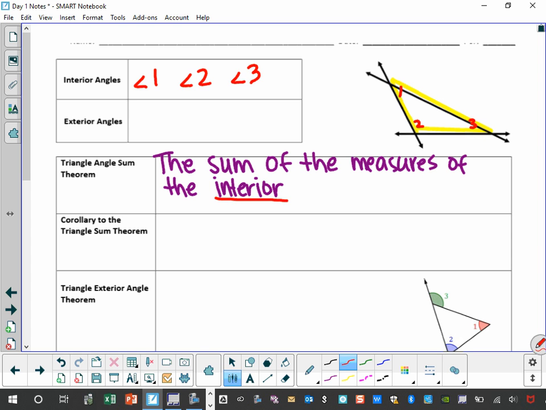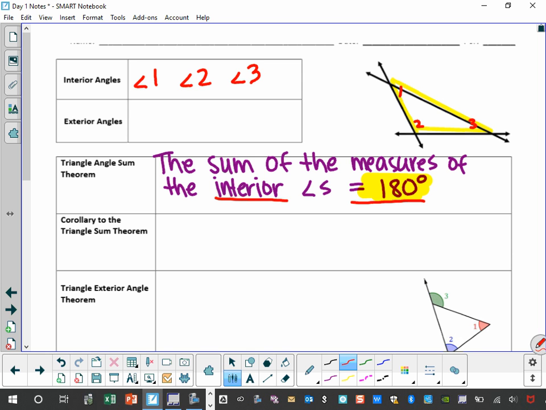Angles is equal to 180 degrees. That part is so important, guys. If you understand that in a triangle, it equals 180 degrees, you're already halfway there. That is a really big part of this unit, just knowing how many degrees is inside of a triangle.